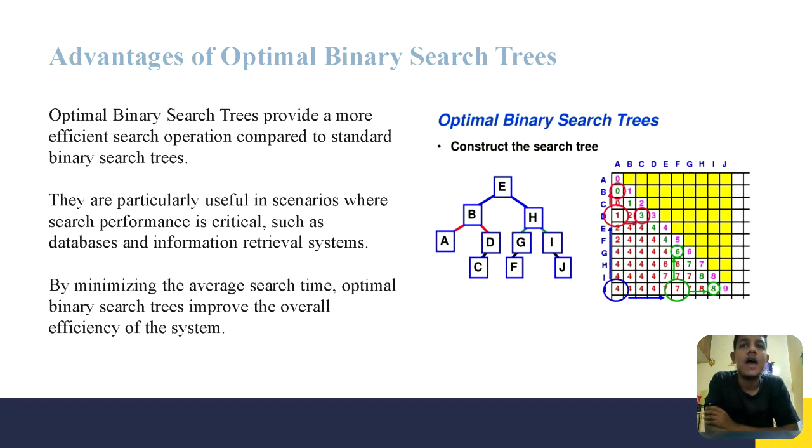By minimizing the average search time, optimal binary search trees improve the overall efficiency of the system. As we discussed, it helps with the efficiency of the system. It minimizes the average search time.